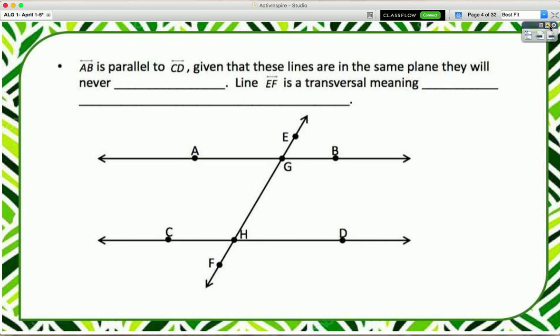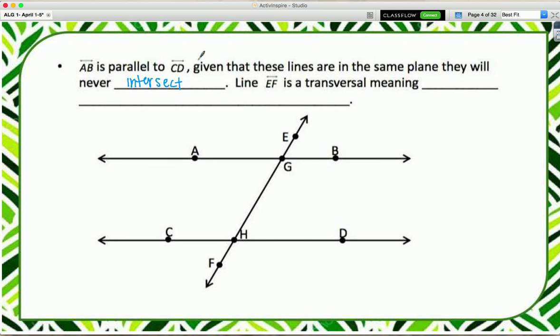So we're given this image, and it is 2 parallel lines and a line cutting across them. It says that AB is parallel to CD. Given these lines are in the same plane, they will never do what? Collide, intersect, touch, any of those words. I'm going to write intersect because they are parallel lines.